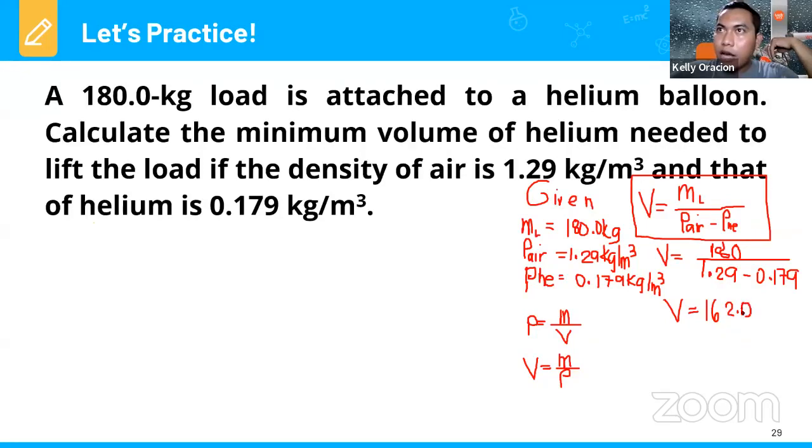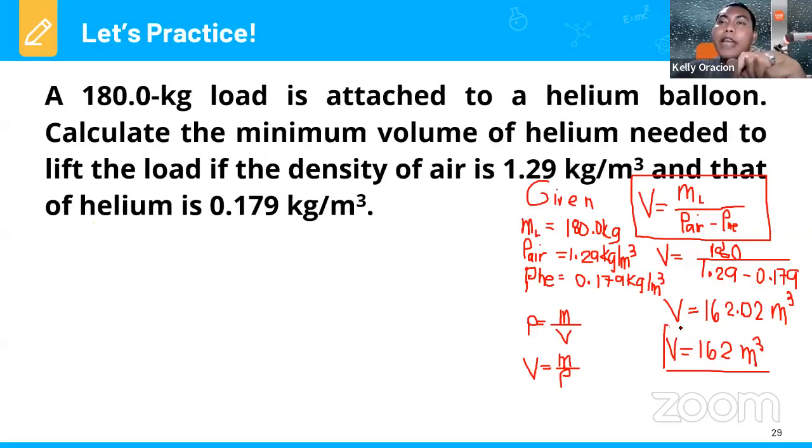The answer is 162.0162016. Okay, let's have this one, 162.2. Of course, what is the unit? The unit is cubic meters. Thank you so much, Maniri. Now, for your final answer, based on the given, the least number of significant figures is 3. So our final answer, the volume is 162 cubic meters. Of course, cubic meters because volume is what we are looking for. So that's the unit.